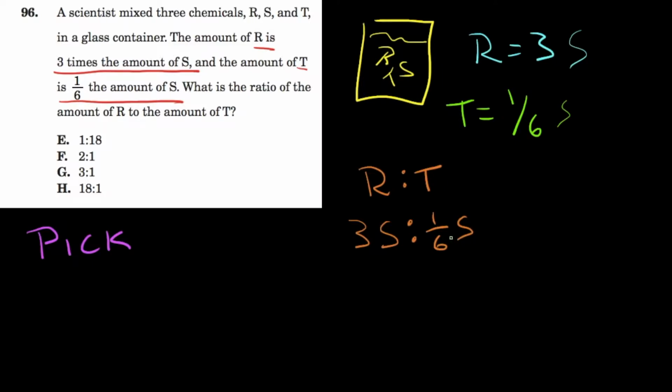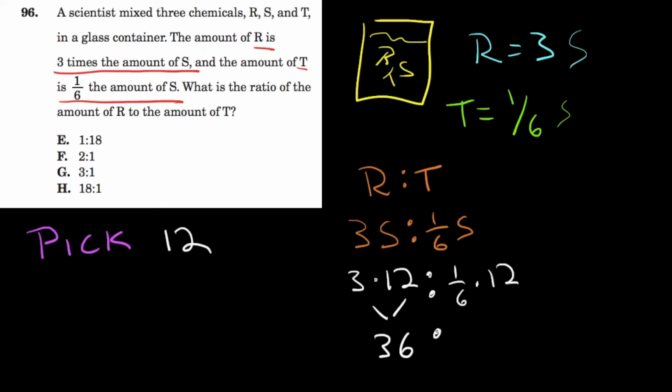So I'm going to be smart about it and pick a number that is a multiple of 6 so that I don't have to worry about fractions anymore. So the number I'm going to pick is 12. Let's do 12. Okay, which means let's do our ratio here. 3S is 3 times 12, which is 36. And 1/6 times 12 is 2.